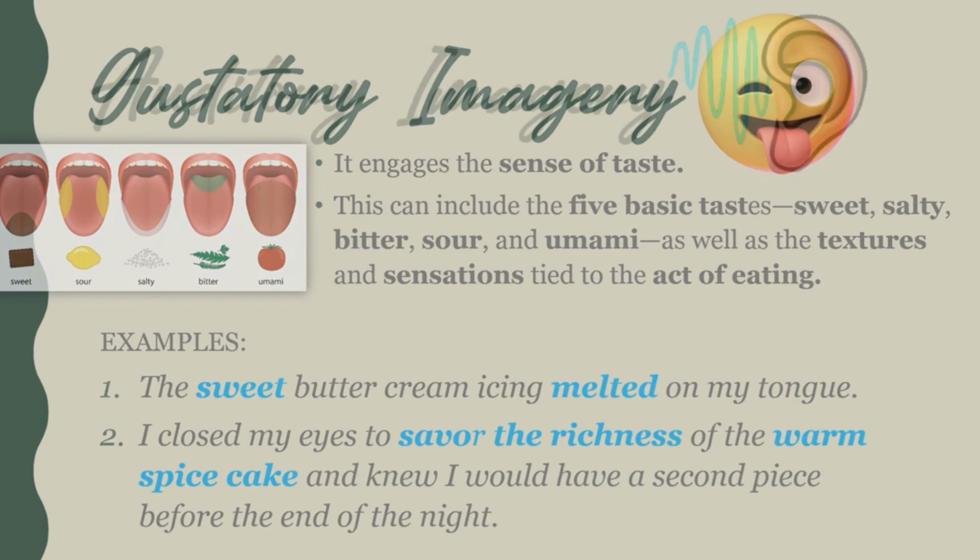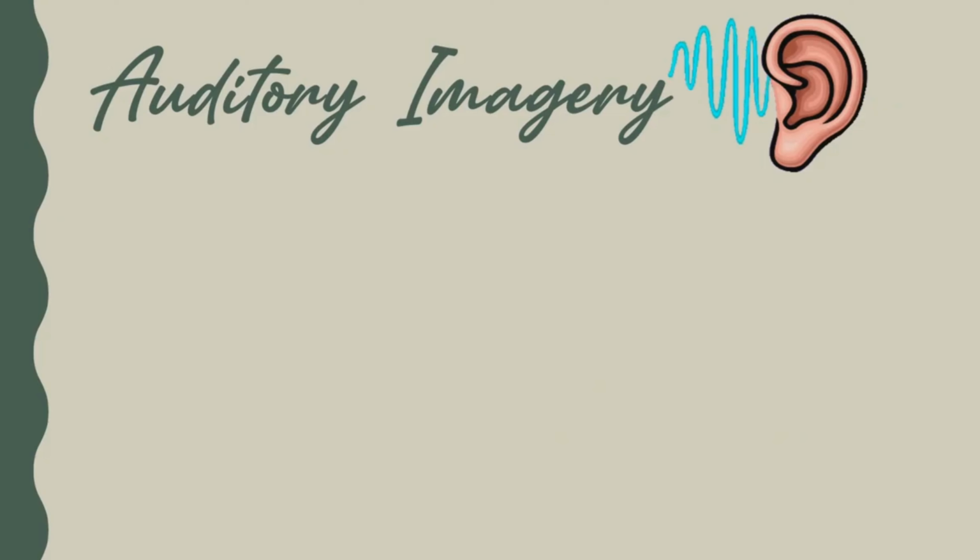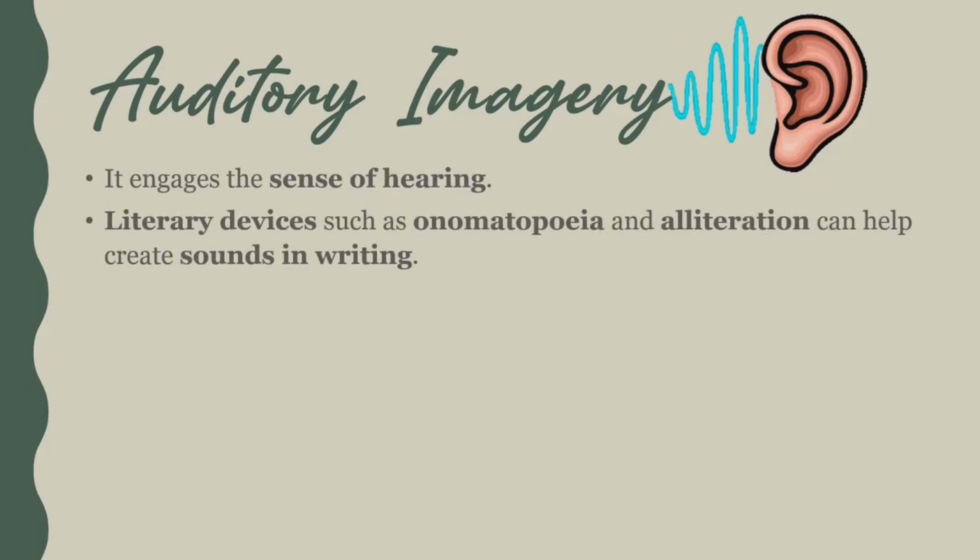The third sensory image is auditory imagery. This type of sensory image engages the sense of hearing. Literary devices such as onomatopoeia and alliteration can help create sounds in writing. And now, let us study the following examples.